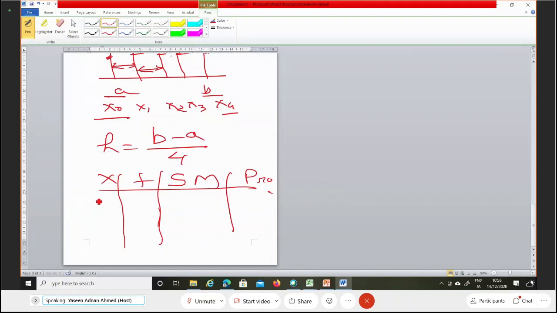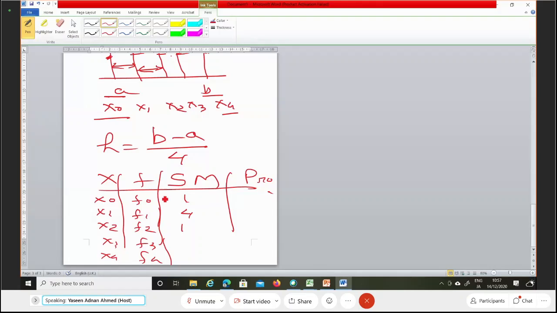Okay. So what we have? We have x0, x1, x2, x3, and x4. So we have f0, f1, f2, f3, and f4. Then we have multiplier. Now you have the term. So let's consider 3 by 3 because you need minimum 3, right? So your multiplier will be 1, 4, 1.